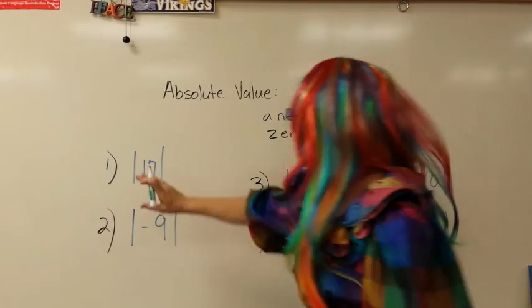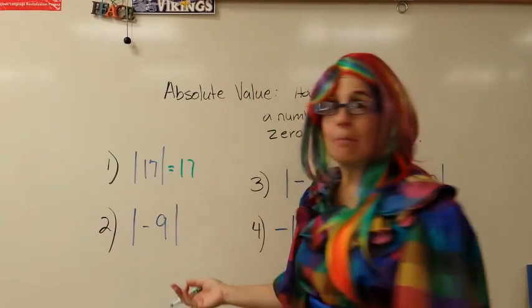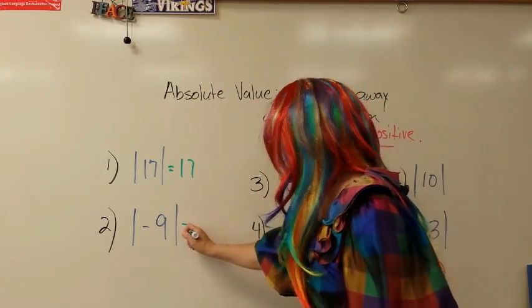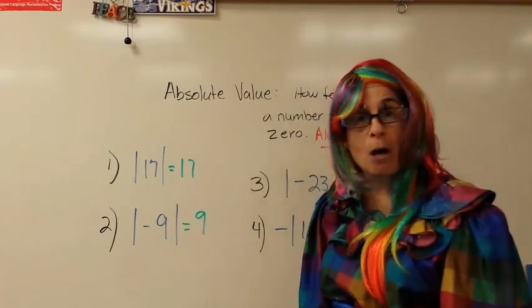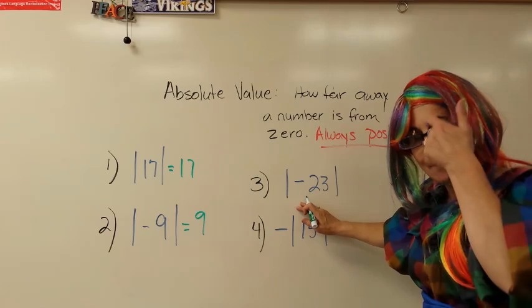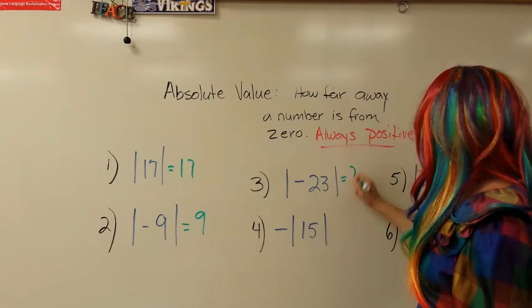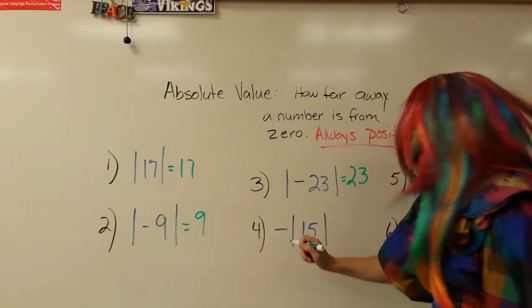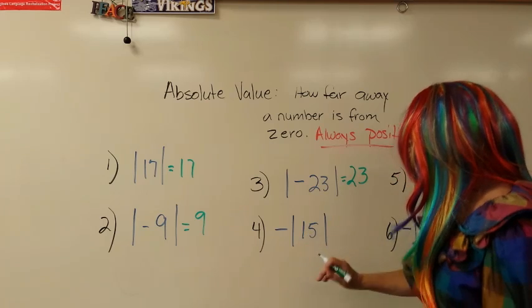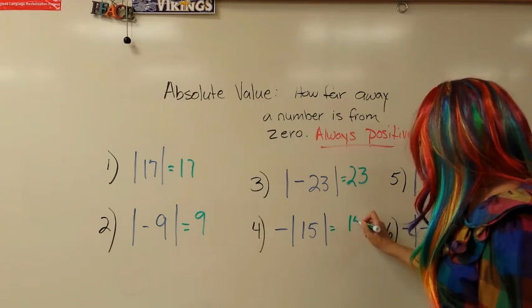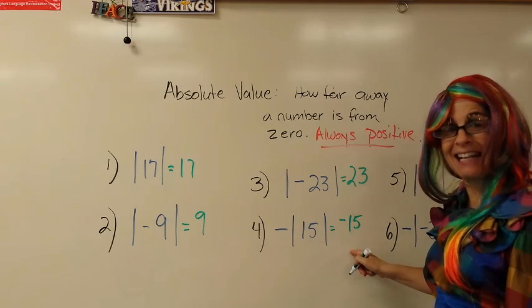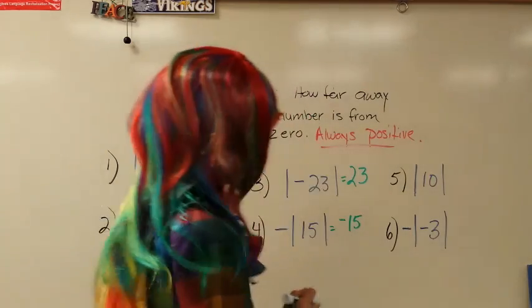The absolute value of 17 is positive 17. I know you probably did very well. The absolute value of negative 9 is 9. It's 9 spots away from 0. Absolute value of negative 23 is positive 23. The absolute, oh no, there's that little bugger. The absolute value of 15 is 15, but this little guy says, take the opposite of it. Did you get that? Negative 15? I hope so. Here we go again.